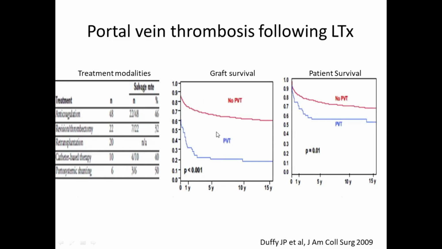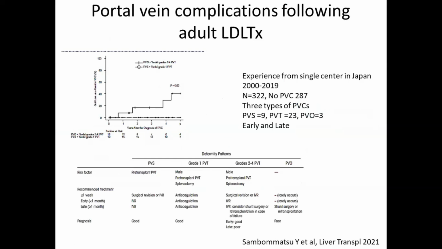And it has been shown that with portal vein thrombosis, unlike hepatic artery thrombosis, where only the graft survival is inferior but patient survival is the same, here both the graft as well as the patient survival is inferior to those who do not develop portal vein thrombosis. In single center studies in the living donor liver transplant context. So mind you, the earlier study was in the deceased donor context. So here you are dealing with half grafts.